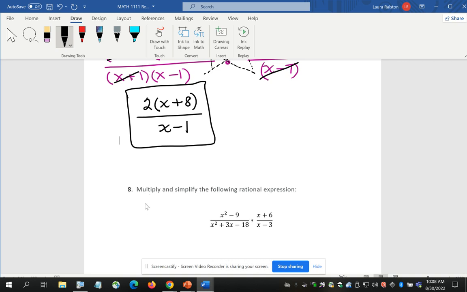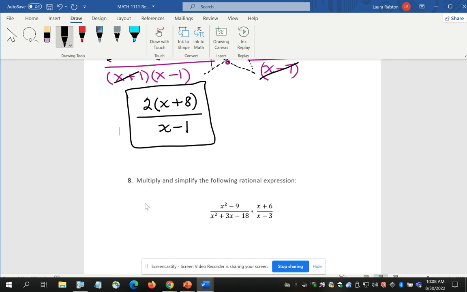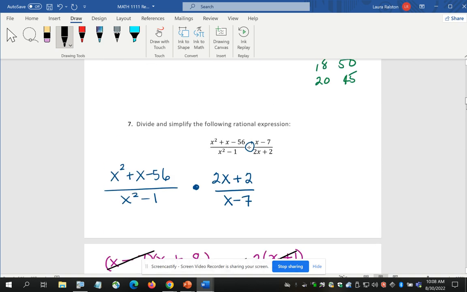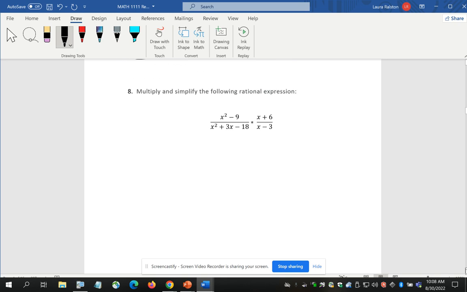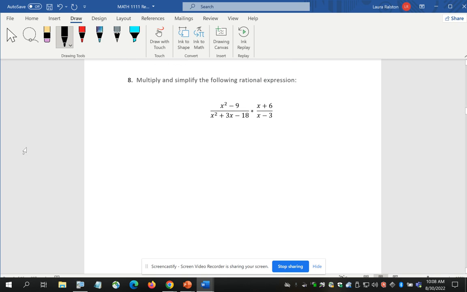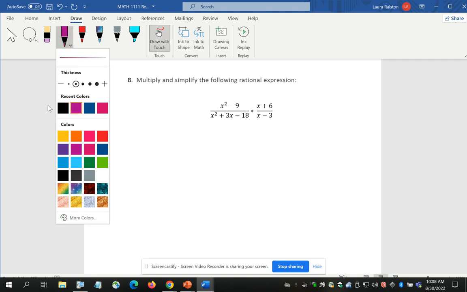Question 8 asks you to multiply the following. So it's already set up as a multiplication problem. Whoops, pardon me. Kind of hit the wrong button there. So we have x squared minus 9 divided by x squared plus 3x minus 18 times x plus 6 over x minus 3. Again, the first step is already set up as a multiplication problem.